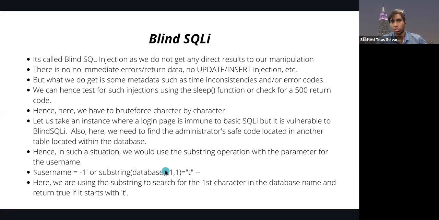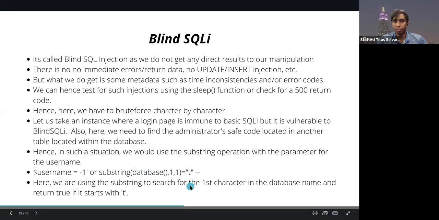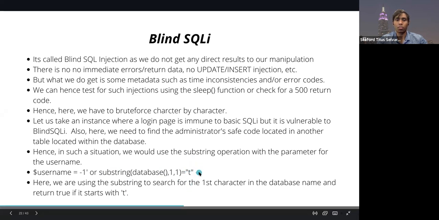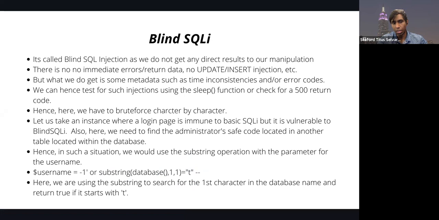Otherwise, it'll return false. So essentially, we'll go from A, B, C, D, E, F, G. For every single thing, we'll try this substring out, and we'll be able to find out if it is actually true. If the username or if the column actually starts with a U, the username column will actually start with a U or a T or E, or if there's some other. So it'll take a long time like that.